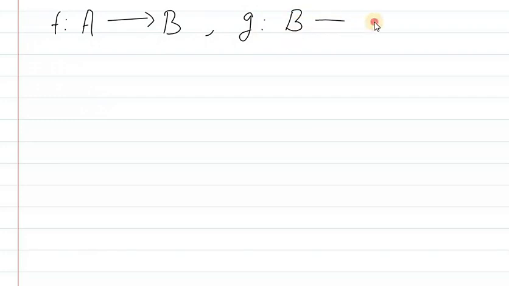Okay, in our last class, I discussed composition of function. So let's say you have two functions. For example, f is a function from A to B, and g is a function from B to C. Okay, so we have two functions like this.